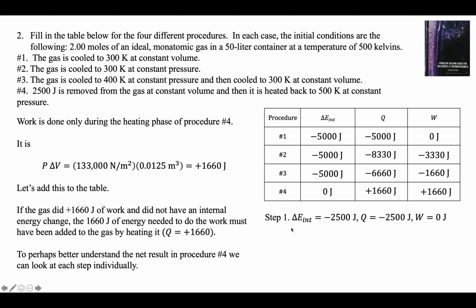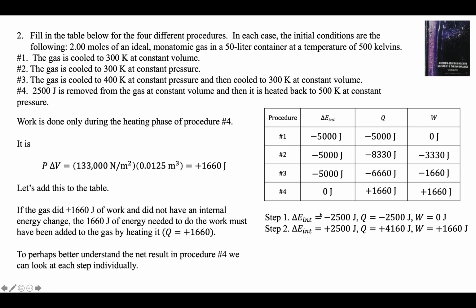In the second step, we're heating up back to 500 kelvins. And we're doing work. So we have to put in Q to do both of those. We have to get back up to 500. That costs 2,500 joules. And we have to do 1,660 joules of work. So the thermal energy we have to add through the walls of the container is plus 4160.